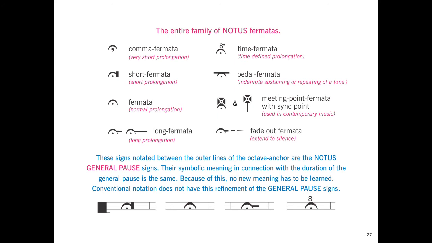Their symbolic meaning in connection with the duration of the general break is the same. Because of this, no new meaning has to be learned. Conventional notation does not have this refinement of the general pause signs.